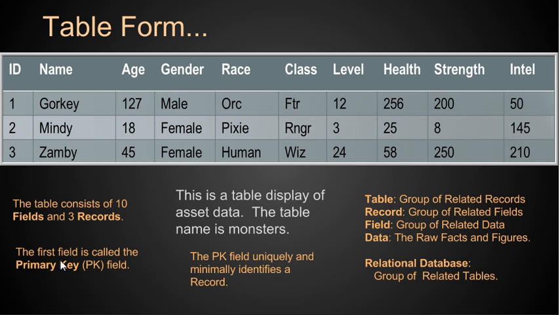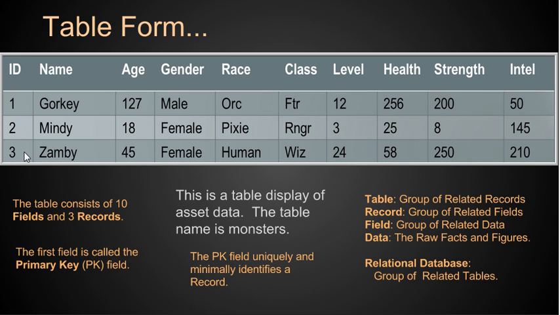The first field is called a primary key field. This field right here, the ID field, is called a primary key field. The PK field, primary key field, uniquely and minimally identifies a record. It's just like if you have a student number. Your student number is different from everybody else's student number in your school.